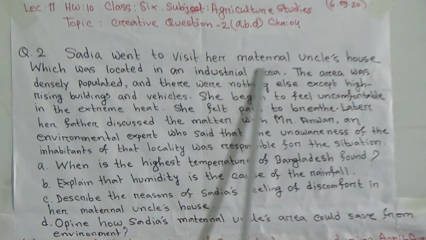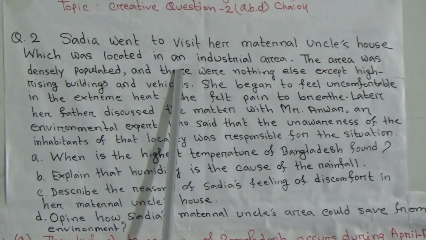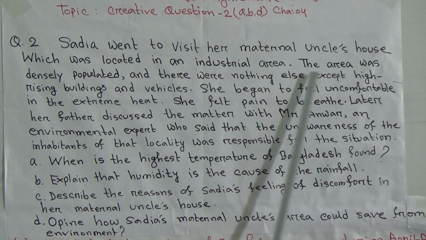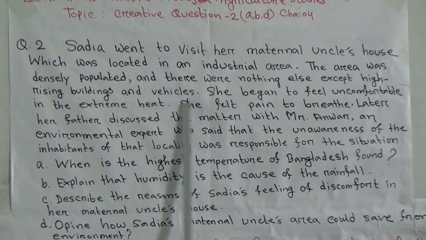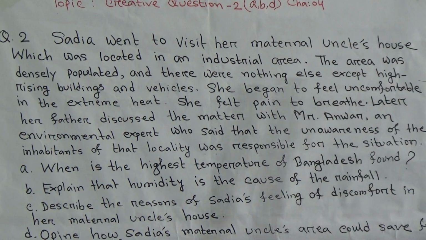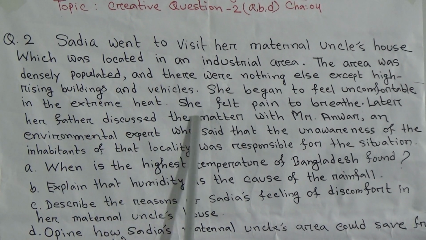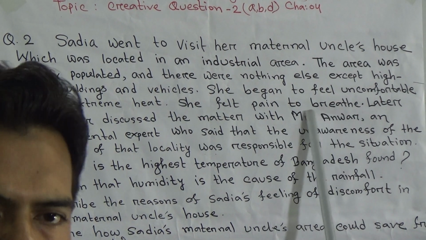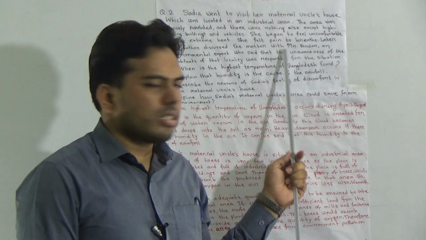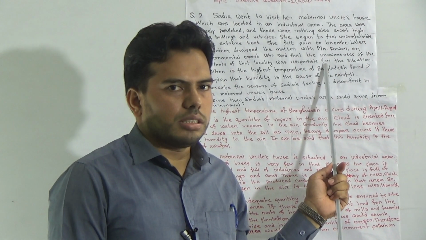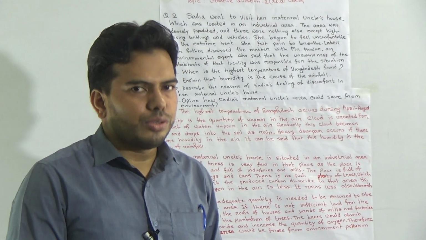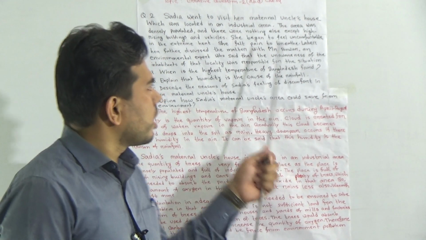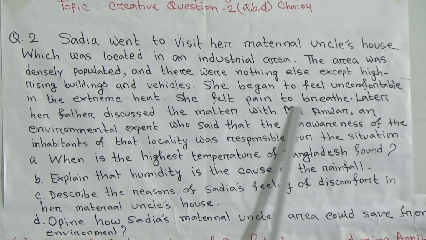Sadia went to visit her maternal uncle's house, which was located in an industrial area. The area was densely populated and there was nothing else except high-rising buildings and vehicles. She began to feel uncomfortable in the extreme heat. She felt pain to breathe. We know that in our summer season there is extreme heat in our town areas or urban areas. We can find more than 34 degrees Celsius temperature at this time.